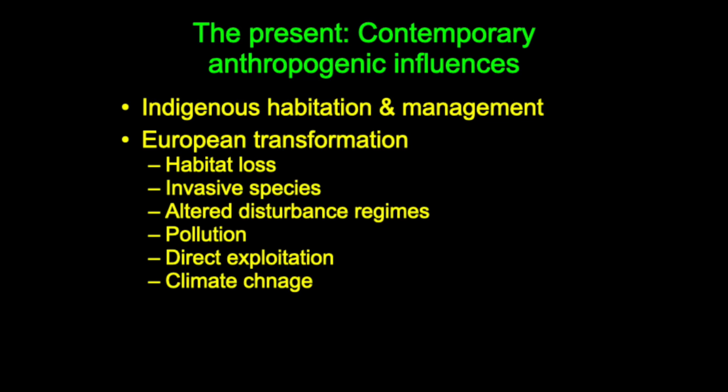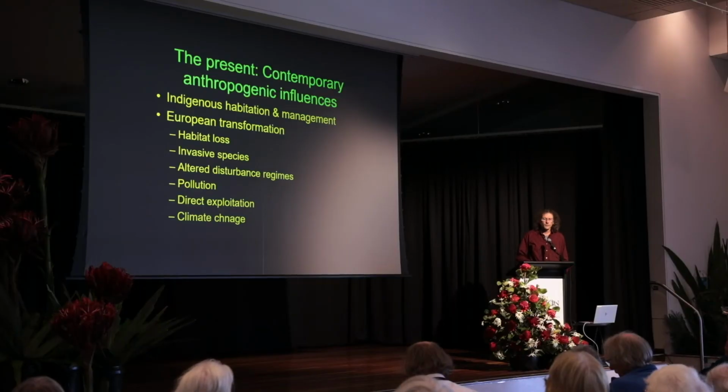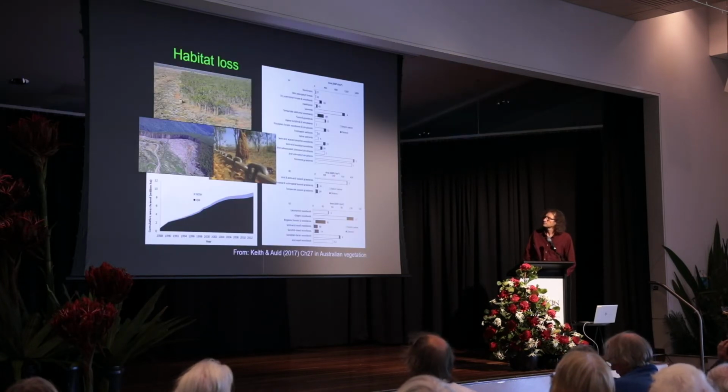We've changed the chemical composition of soils and water, and that certainly had an influence on plants. In a few cases, there's been direct exploitation of native plant species for economic reasons. And finally, the global phenomenon of climate change.